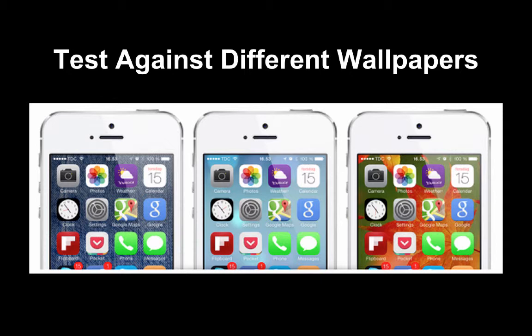And then of course you want to test against different wallpapers. You may not have thought of this, but testing your app icon against different kinds of wallpapers may help you figure out how to stand out instead of drowning into the background of the user's wallpaper. So that will definitely help you in your app icon design.